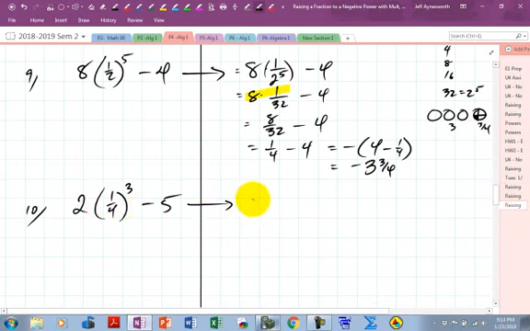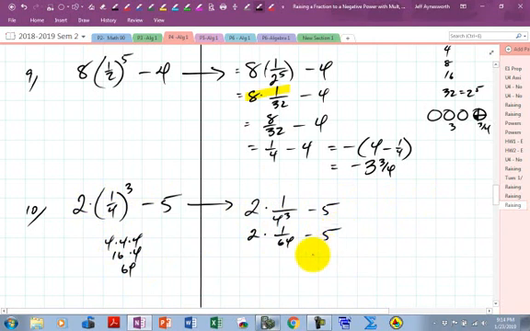All right. On the next one here, we got 2 times 1 to the 3rd, which is 1, divided by 4 to the 3rd, minus 5. Well, 4 to the 3rd, well, let me see. 4 times 4 times 4 is 16 times 4, which is 64. So this is 2 times 1/64 minus 5. And that's the same as 2/64. So 2/64 minus 5. And that's 1/32 when you simplify it.